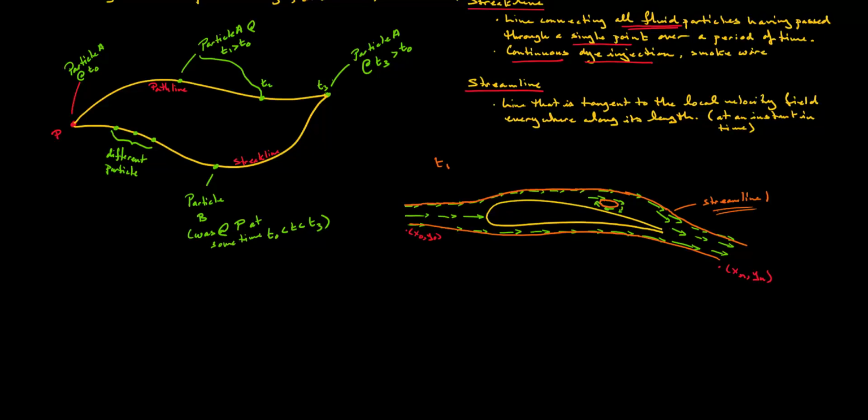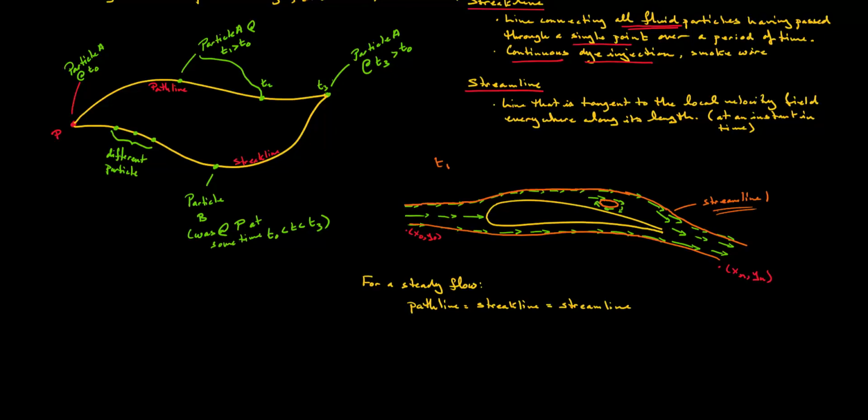And here's a nice distinction, or a nice nuance about all of this, is that for a steady flow, then the path line is equal to the streak line and is equal to the streamline. So they are all the same, they all collapse onto each other for a steady flow.